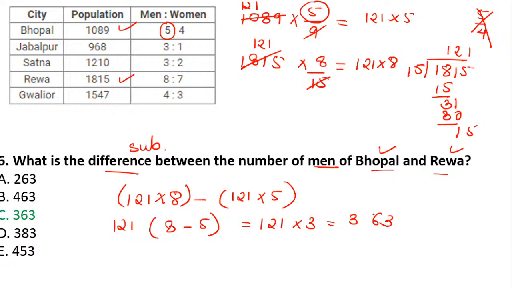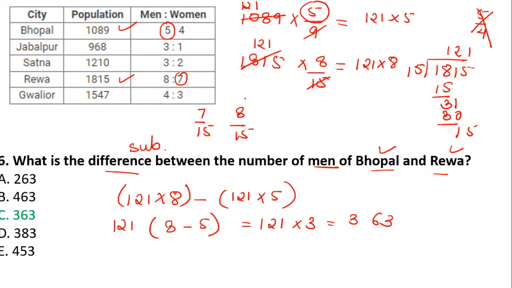Okay, Junaid is asking about women. So women will be 7 upon 15. Yes, absolutely right, Junaid. If the question is asking about women, you will write 7 upon 15. But if they are asking men, you will write 8 upon 15. Okay? Yes, Om Prakash, very good. It is 121 into 3. Simple answer, it is 363.